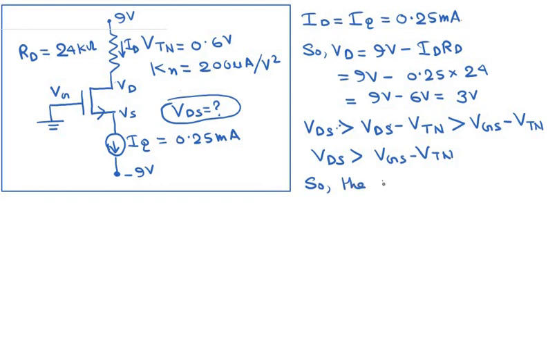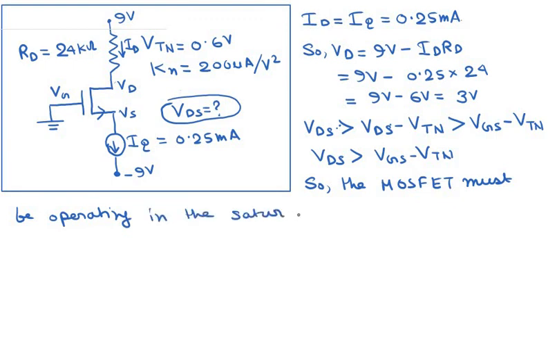So the MOSFET must be operating in the saturation regime. Okay, so we now know that this MOSFET is operating in the saturation regime. So now we will use our equation accordingly.